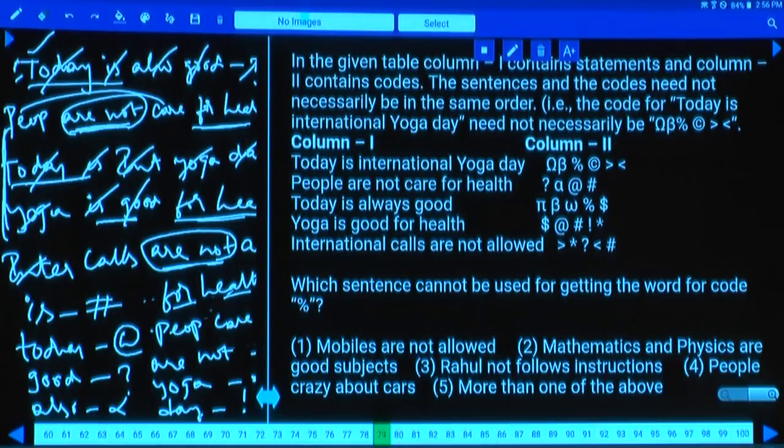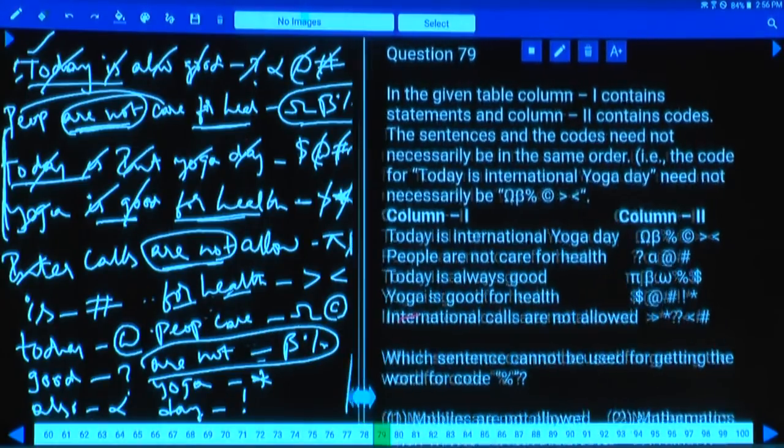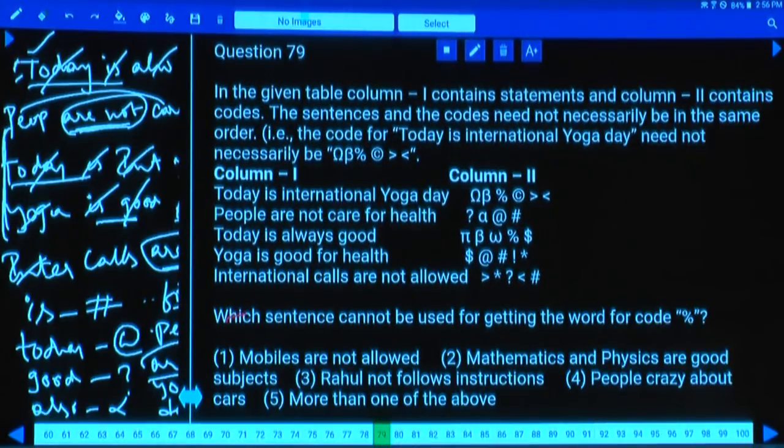Okay? Cannot be used to find the code for, that means except one, by using the remaining choices I should be able to get the answer for this percentage. Isn't it? With the help of one choice I should not get the answer for this percentage. Which of the following cannot be used to get the code for percentage? Yes, tell me what could be the code for percentage? Or and not. Isn't it? Hence, now I should have either or not in this one.